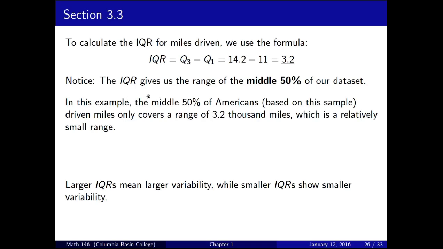And what you'll notice is that the IQR gives us the range of the middle 50% of our data set. Like in this example, the middle 50% of Americans, their driven miles only cover a range of 3.2 thousand miles. That's a pretty small range. So larger IQRs mean larger variability, and small IQRs show small variability. It's just giving you an idea of where that middle 50% is, right?